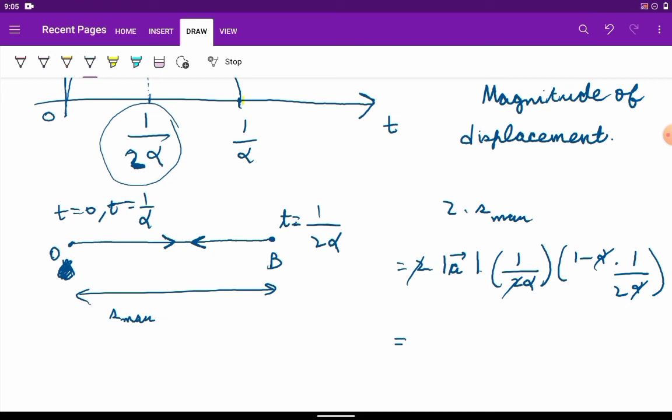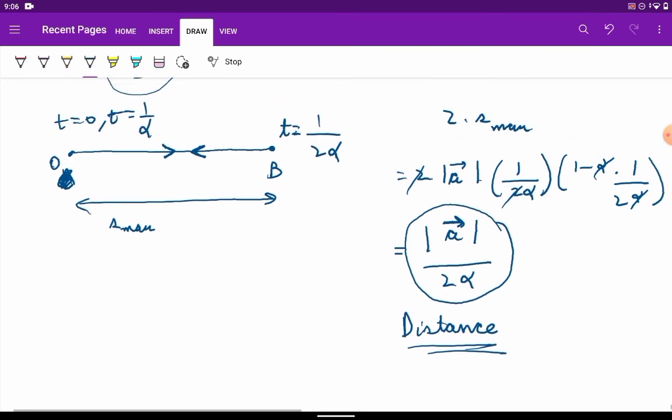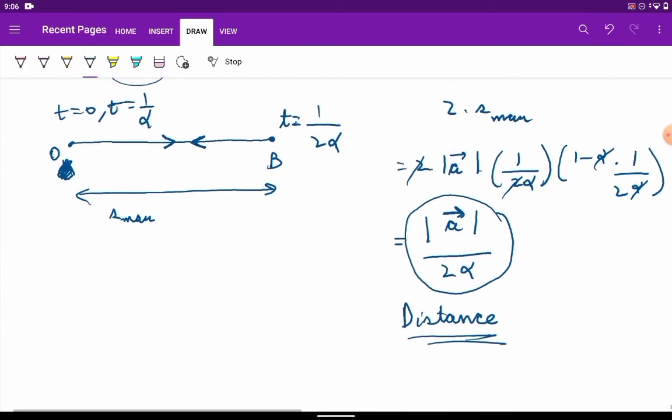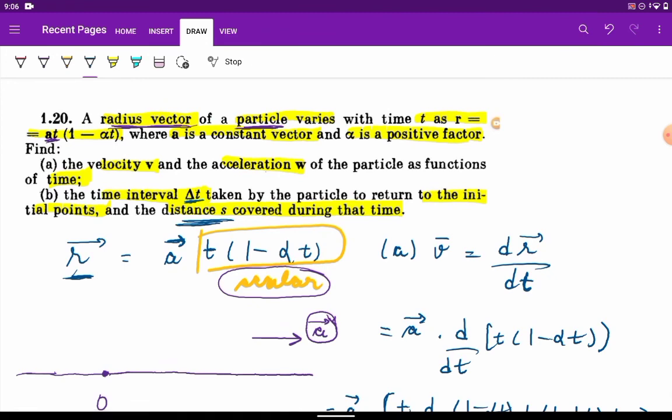So this becomes the magnitude of the A vector divided by, this 1 minus half is again half, so 2 alpha. So this is your distance covered in that time. So there you go, that is how this question is solved. Thank you.